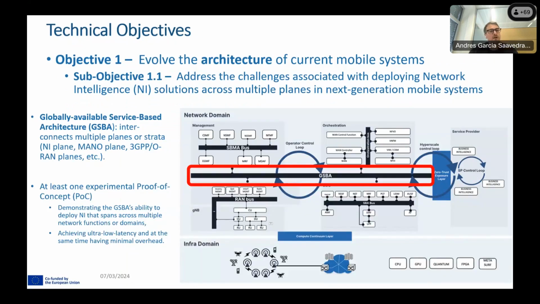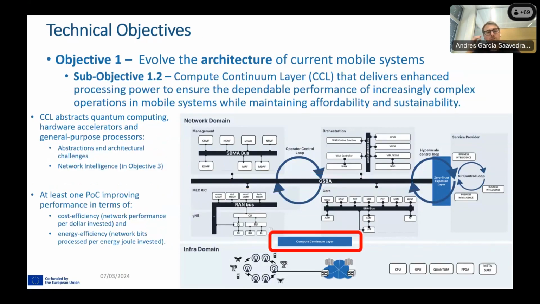So we have a set of technical objectives. The first one is evolving the architecture of core mobile systems. And here the idea, like I mentioned before, towards meeting this new architecture is to create this globally available service-based architecture, which I talked about. Something that we will do to demonstrate the feasibility of this innovative solution is to build an experimental proof of concept that shows the advantages of this approach.